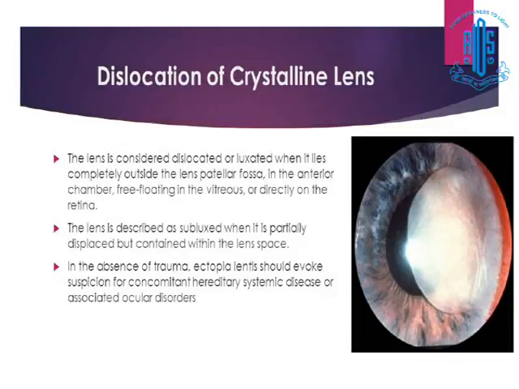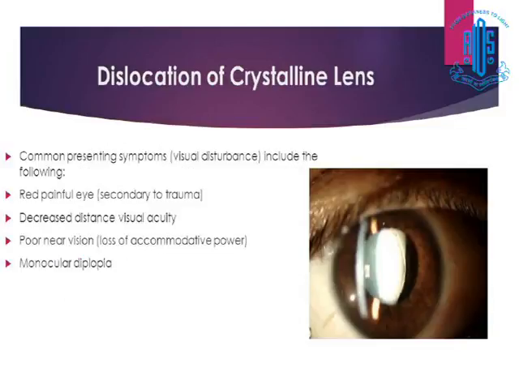So what are the important causes for dislocation of the lens? It could be trauma related, or related to congenital disorders of the lens, for example, different syndromes like Marfan syndrome, Weil-Marchesani syndrome. The patient presents with a red, painful eye if there is history of trauma, decreased distance visual acuity, and poor near visual acuity because of loss of accommodation. He could have monocular diplopia because the patient has phakic and aphakic zones if there is partial dislocation. So he will have monocular diplopia.